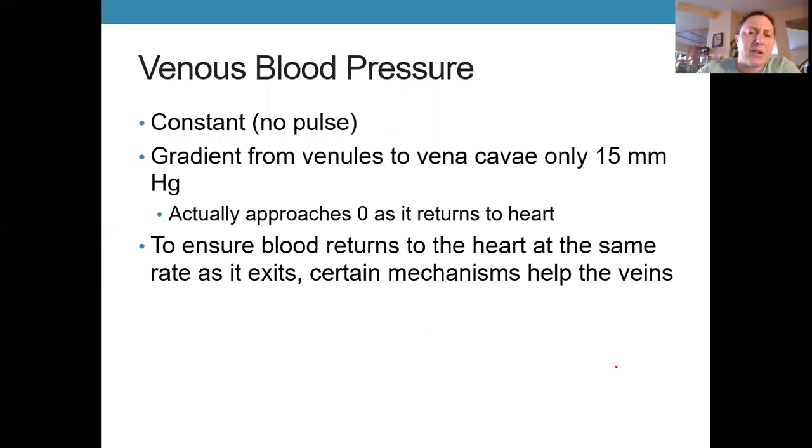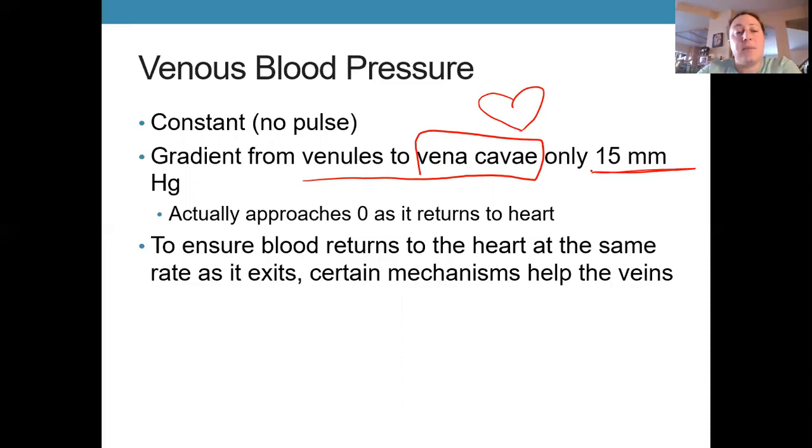And the pressures are low and the gradient is quite low as well. So from the venules to the vena cava, which are the last vessels before the heart, there's only a difference of 15 millimeters of mercury driving the blood flow. So the pressure is almost zero as it's emptying back into the heart.